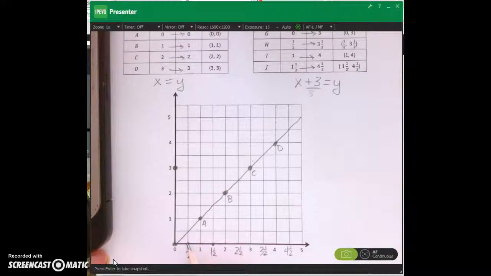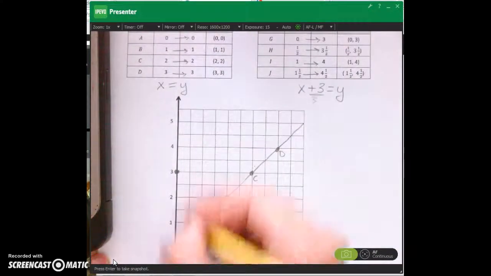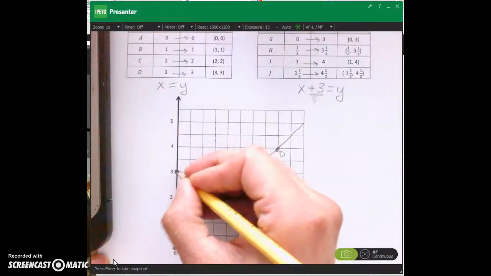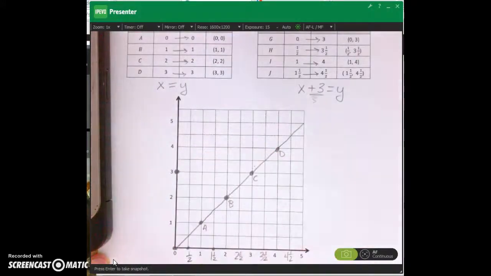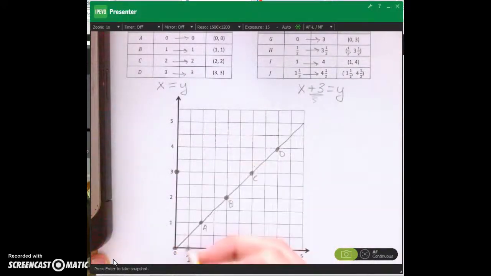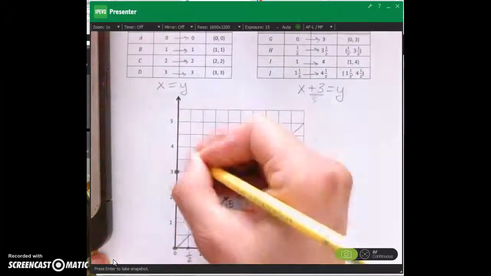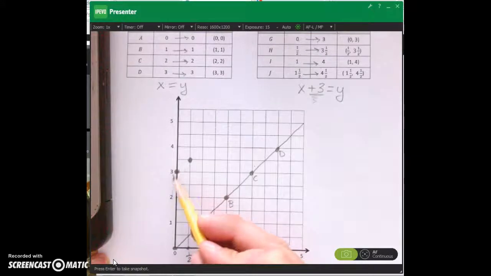So back to the first one. We did 0, comma 3. Whoa, that's high. 0 all the way up to 3. And I'm going to do my across first, x-coordinate first. 1/2, comma 3.5. So that goes 1/2 all the way up here to 3.5. If you want to trace your line, you may. So 3.5 is halfway between 3 and 4 in the y-coordinate.